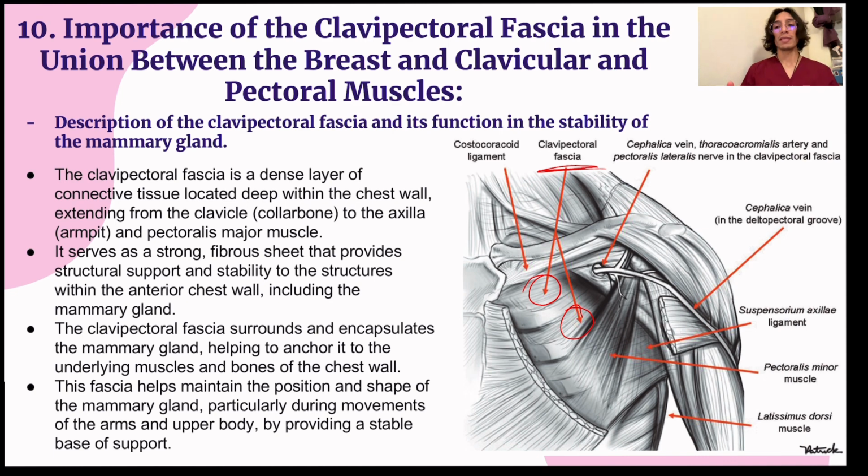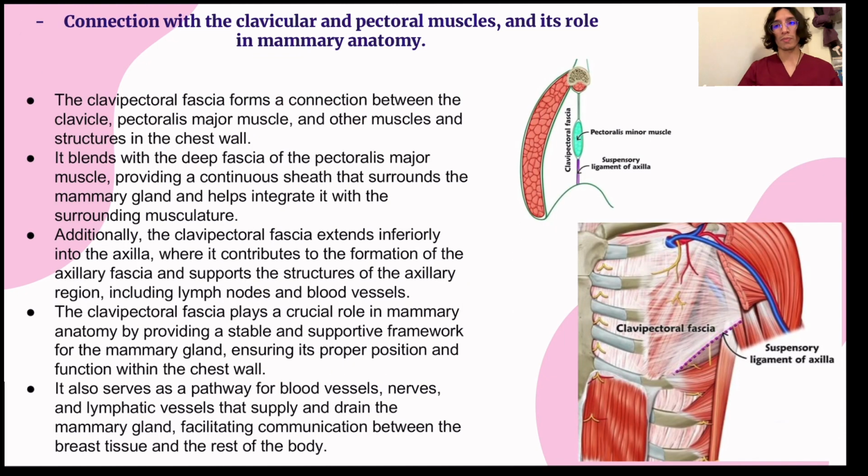The clavipectoral fascia surrounds and encapsulates the mammary gland, helping to anchor it to the underlying muscles and bones of the chest wall. This fascia helps maintain the position and shape of the mammary gland, particularly during movements of the arms and upper body by providing a stable base of support.